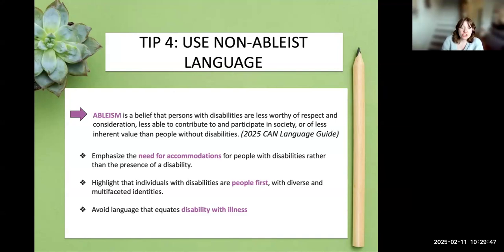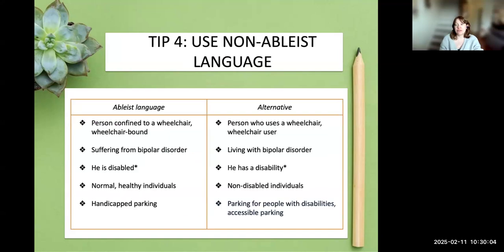The need for accommodations for people with disabilities rather than the presence of a disability. To highlight that individuals with disabilities are people first, with diverse and multifaceted identities. And of course, to avoid language that equates disability with illness. So we're just going to look at a few examples of that. I think, again, if you are not in a research field or a disability field, these may not be intuitive, which is why I think it's important to think about them consciously.